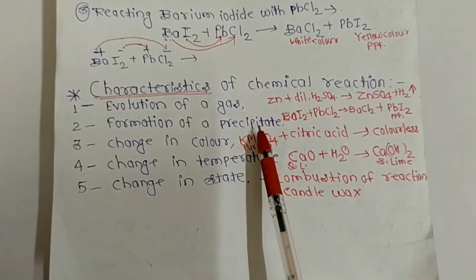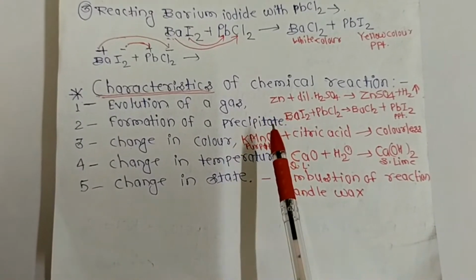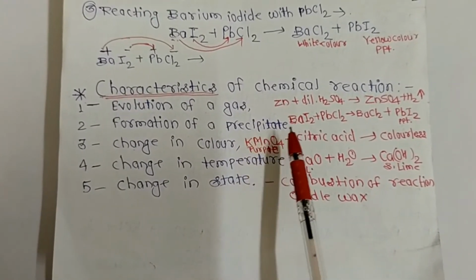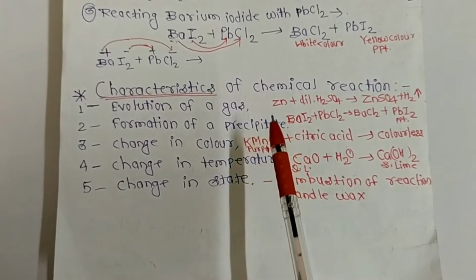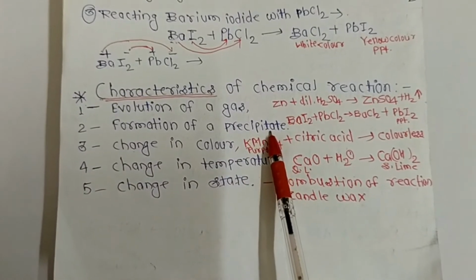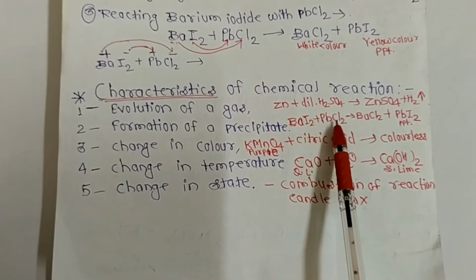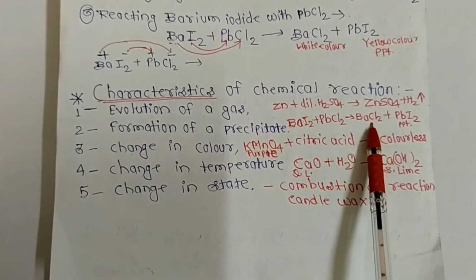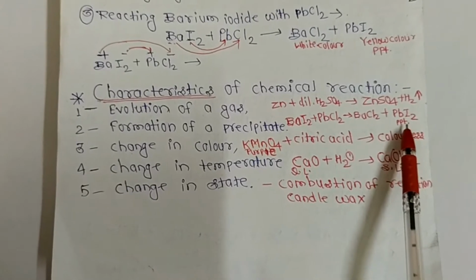Means in aqueous solution, a substance is insoluble and in solid form it keeps depositing, and it deposits at the bottom, meaning in the beaker or test tube it settles down. So that is called the precipitate. Okay, in the above activity we understood that barium iodide reacts with lead chloride, then barium chloride will form and lead iodide precipitate will form.